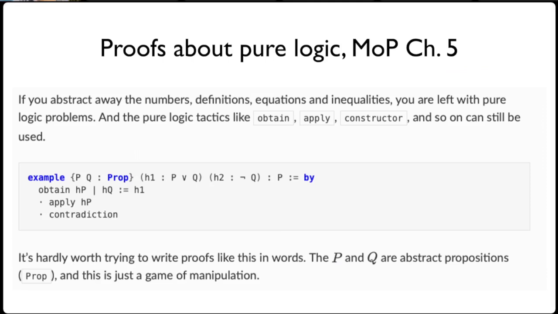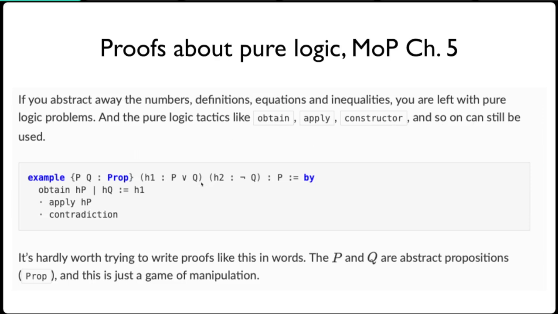So Mechanics of Proof, chapter 5, has this little passage: if you abstract away the numbers, definitions, equations, and inequalities, you are left with pure logic problems. We only have propositions anymore. I don't even have an equality or an inequality. That is abstracted away into just a statement. The pure logic tactics that we used, apply and constructor so far. Obtain is not one we're going to cover in this class, but you'll see me mention it later in this lecture. We can use these pure logic tactics in order to prove things.